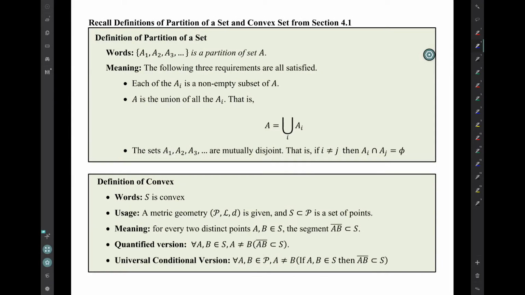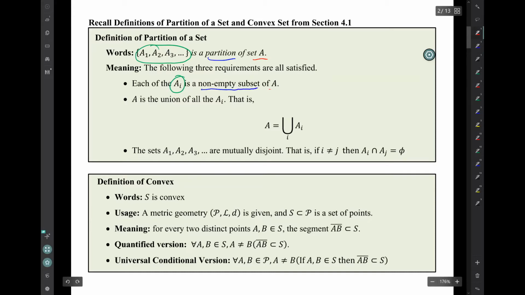Let's recall some definitions from section 4.1. We discussed the partition of a set. To say that a collection of things is a partition of a set A means that these following three requirements are all satisfied. Each of the things in that collection is a non-empty subset of that set on the right. And furthermore, that set on the right is the union of all the things in that collection. So in other words, I can write that set A as the union of all of those A subscript i's.